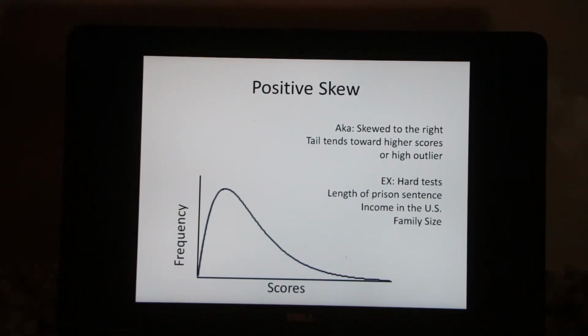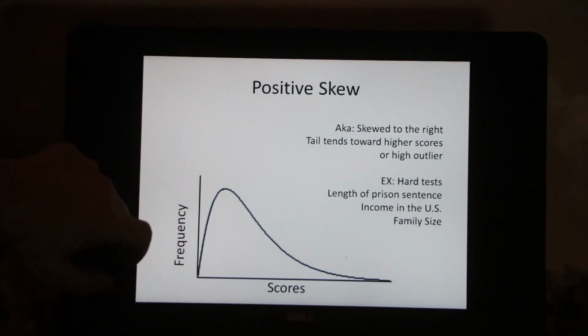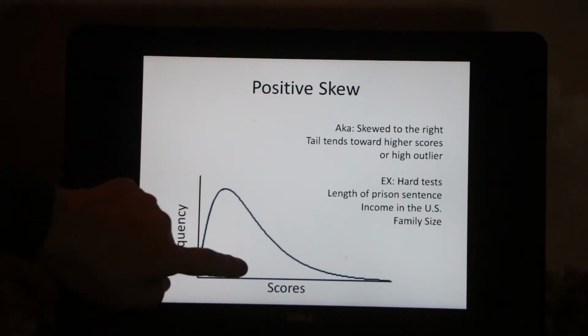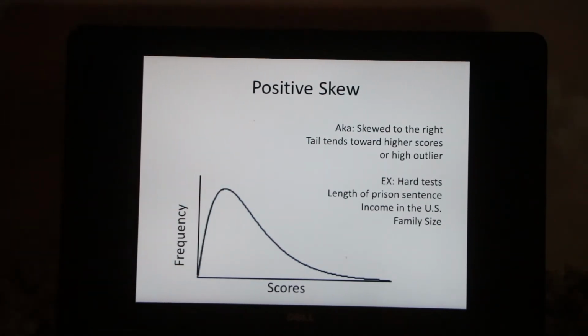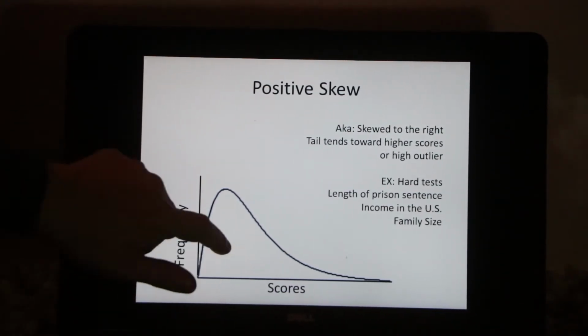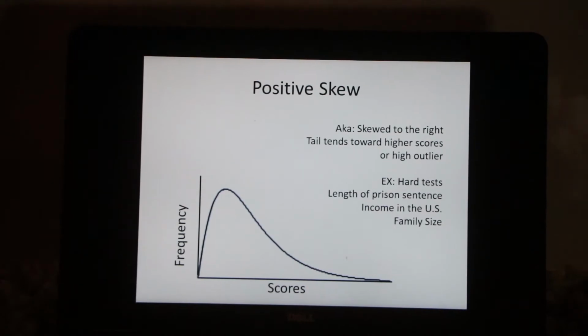Another example might be length of prison sentence. Most people who go to prison probably have prison sentences within a few years or less. But of course you have a few in there who are, say, lifers, life in prison, and they're going to skew the data set in that way.